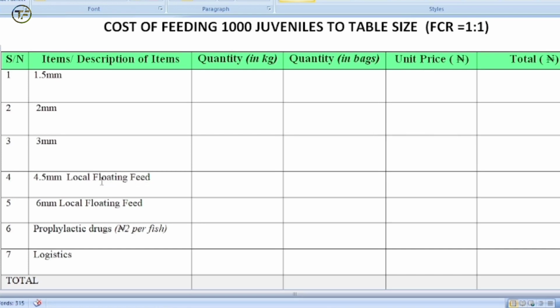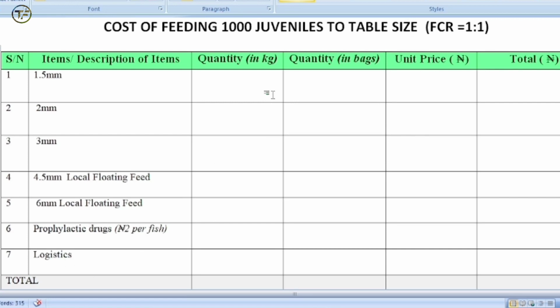I already have a video on the timeline in which you have to feed each of these feeds to your fishes. So there's a particular time to use 1.5 mm, 2 mm, 3 mm, and there's a time to switch to local floating feed. And then we have 6 mm, and like I said, I'm going to be adding the drugs, prophylactic drugs, at 2 naira per fish, and then logistics.